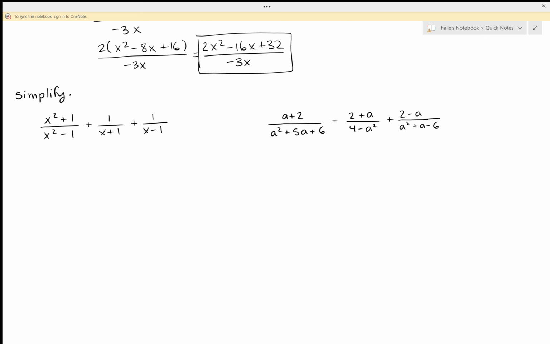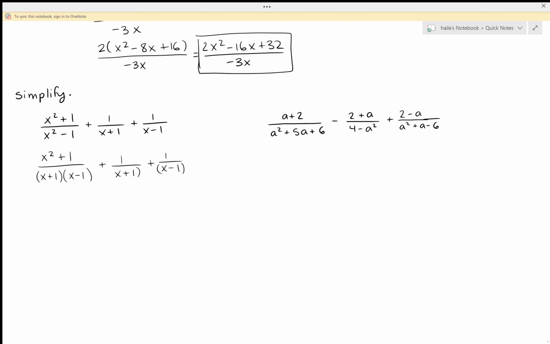So once again, first step is always completely factor everything you can. So really the only thing I can factor here is the denominator of the first fraction. So I'll get x squared plus 1, and x squared minus 1 is a difference of squares. So it's going to factor into x plus 1 times x minus 1. And my other 2 fractions, I can't factor those denominators or numerators at all. So I'm just going to leave them like this.